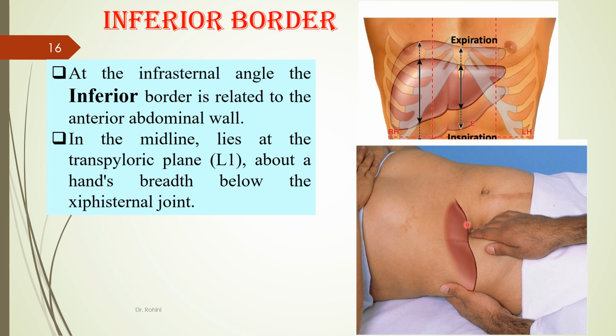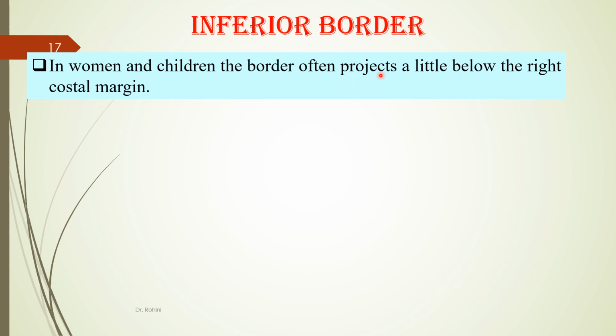And here, if you have to feel this border, you have to feel with your right hand, and the left hand should be behind, in the loin of the patient. Okay, on the right loin behind, and with the right hand you start from the right iliac fossa and go towards the right hypochondriac region till you feel something. Usually the border is not palpable. This border also is not palpable until and unless it is enlarged. Okay, in some individuals it may be palpable normally also, especially in females. So in women and children, the border often projects a little below the right costal margin.